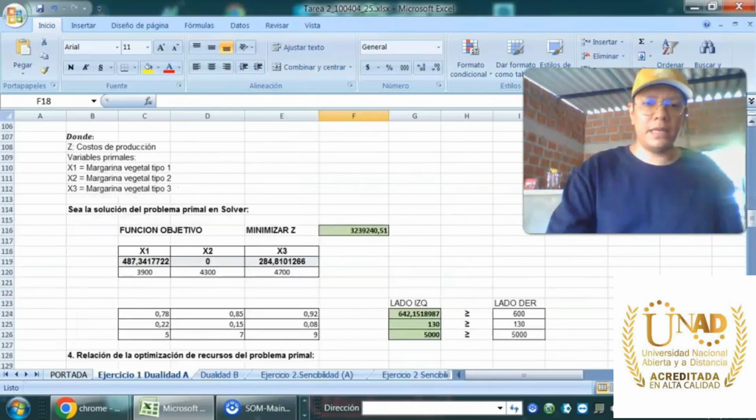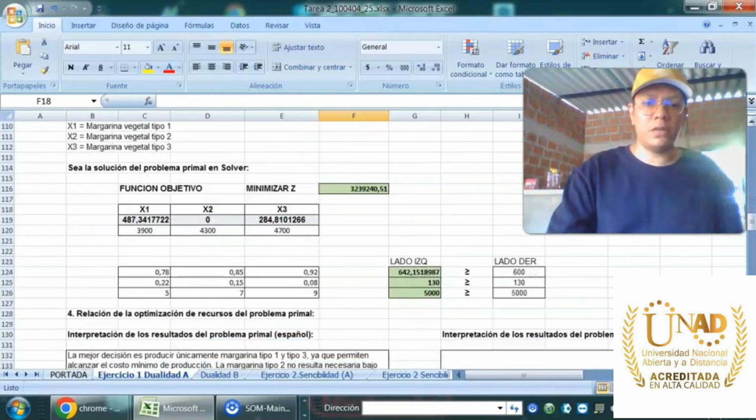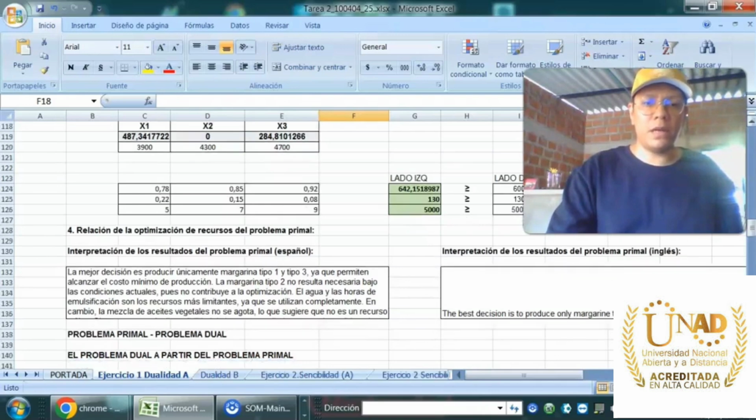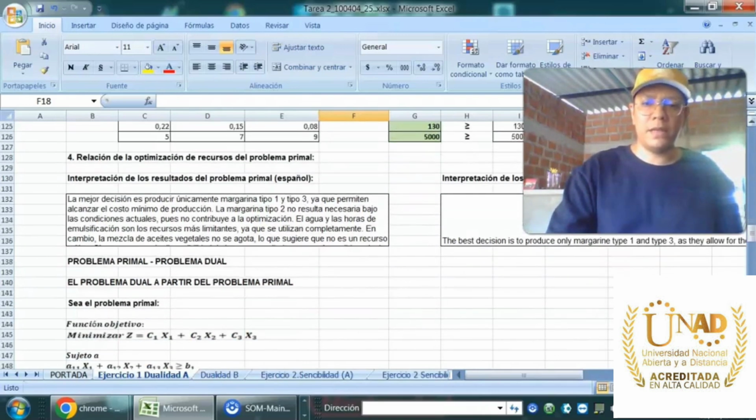It is indicated that in this optimal solution, after running it through the solver, we determine which of the different types of margarine, for example, are still viable for continued production. In this case, it would be margarine type 1 and margarine type 3, which are still profitable for the company. That is to say, type 2 is no longer profitable, and therefore it would no longer be advisable for the company to continue producing it.